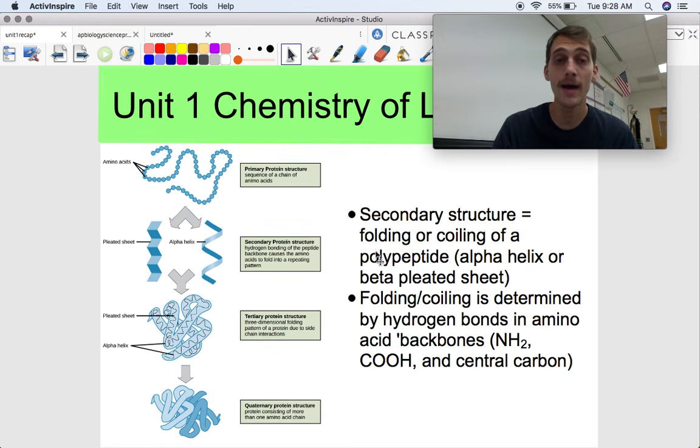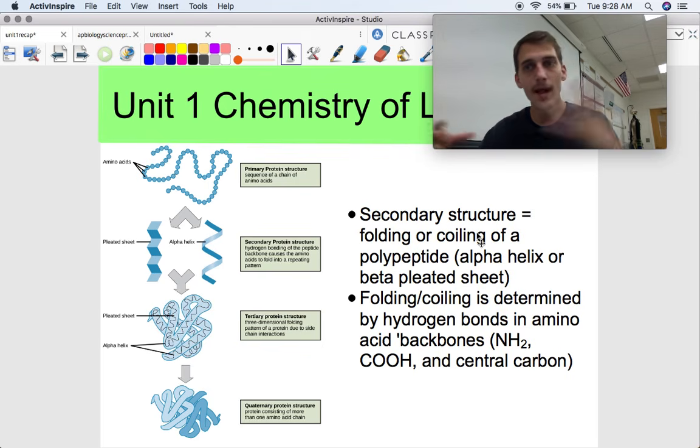So we looked at amino acids before. There was a central carbon, an amine group, the NH2, and the COOH. Guess what? Those are polar, right? And they form hydrogen bonds. And because of the hydrogen bonds, they start to form these goofy shapes in secondary structure.